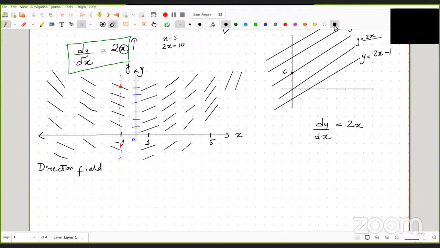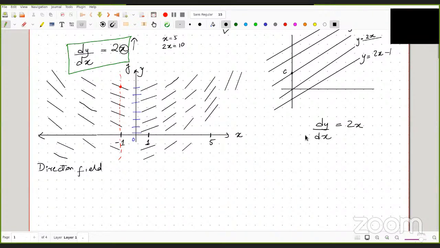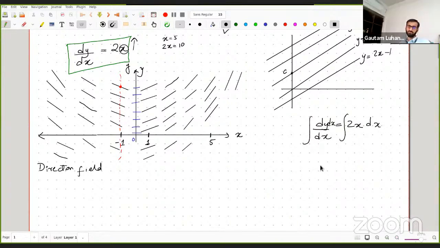Anyone? So you could increase the power of the variable by 1 and then divide it by the new power, which is going to be 2x squared over 2, which is x squared only, plus c. Okay, so what you're saying is I integrate? Yeah, integrate both sides with respect to x. On the left-hand side, I'm left with y, because this was a derivative of y, which I'm integrating with respect to x, so I just get y.